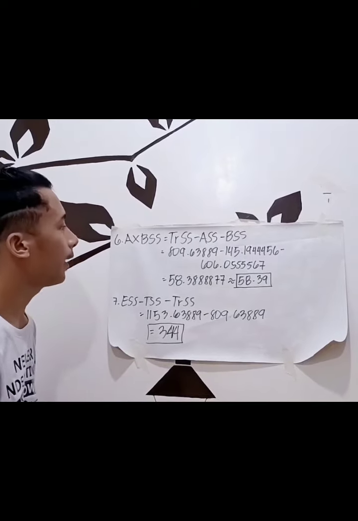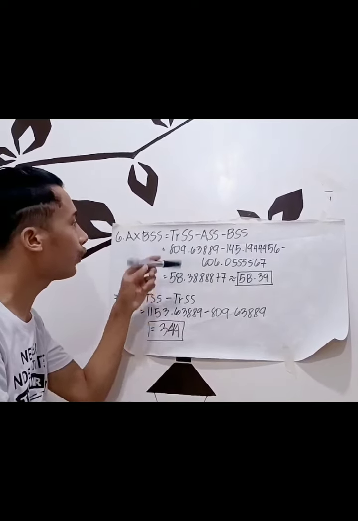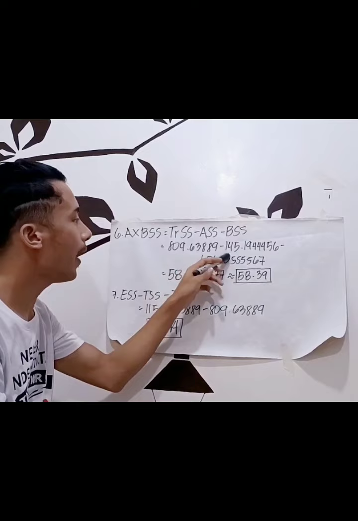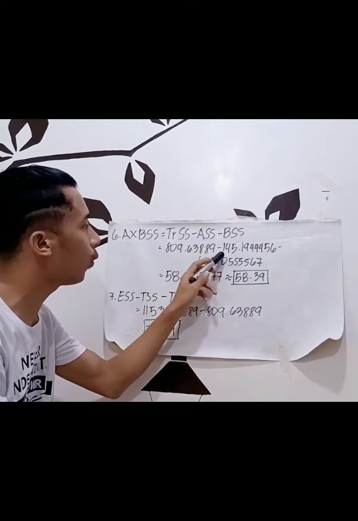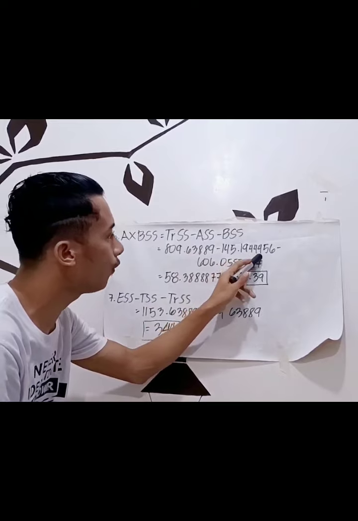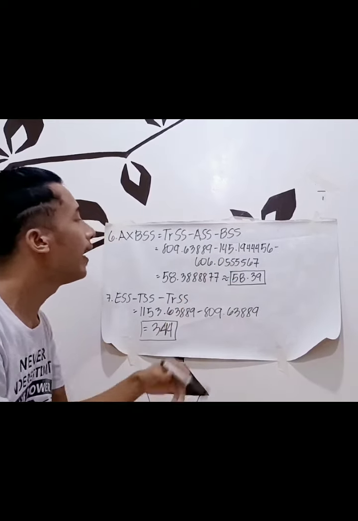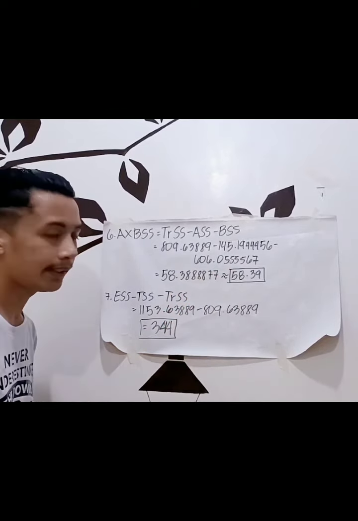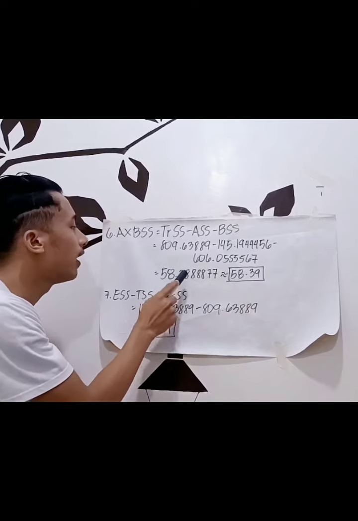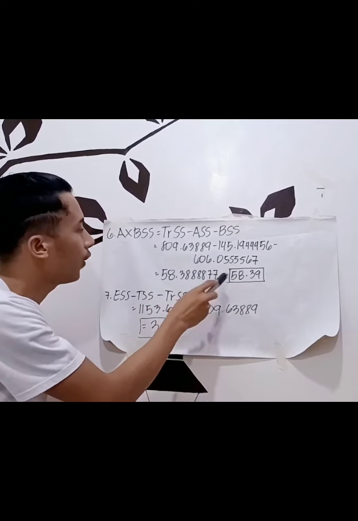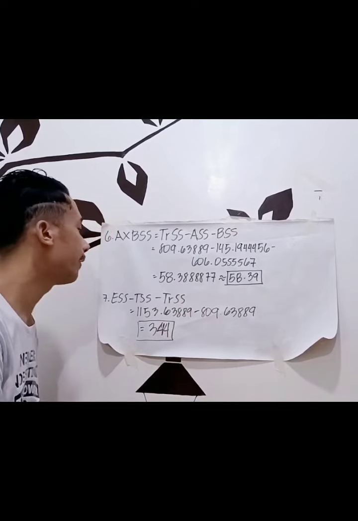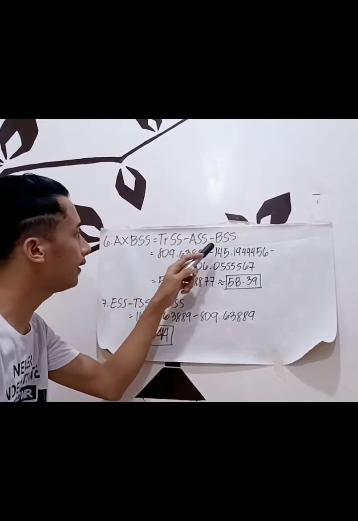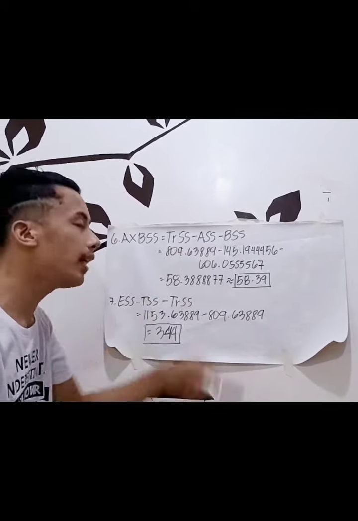So let us proceed to number 6, which is E times BSS equals TRSS minus ESS minus BSS. So, okay, ang result ba sa atong TRSS is equals of 809.63889 minus sa atong ESS 145.1944456 minus BSS is equals 606.055557 is equals of 58.388887, or in short 58.39.